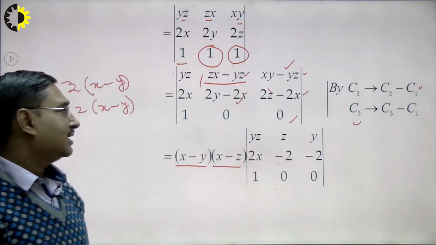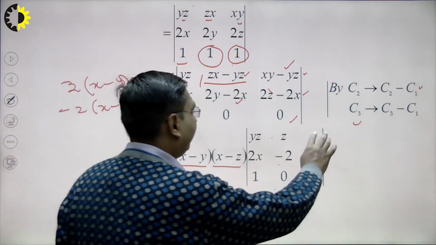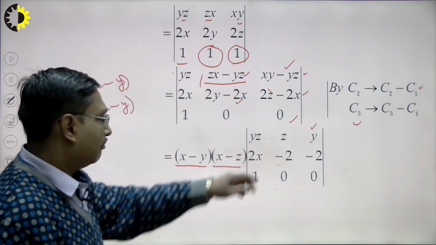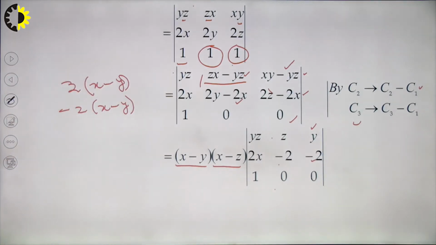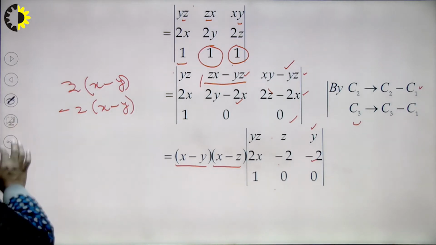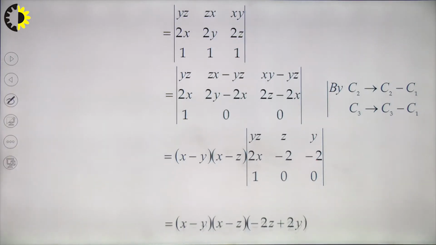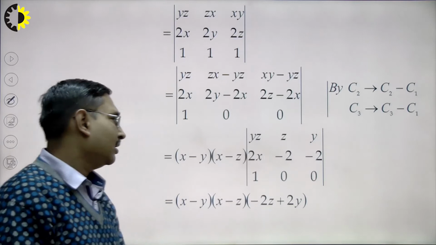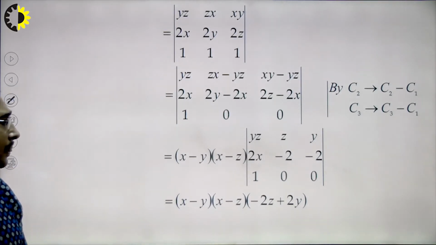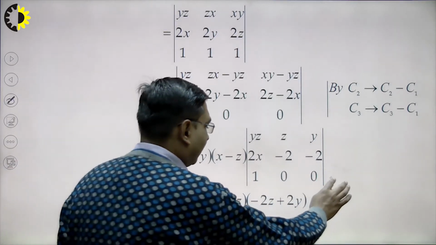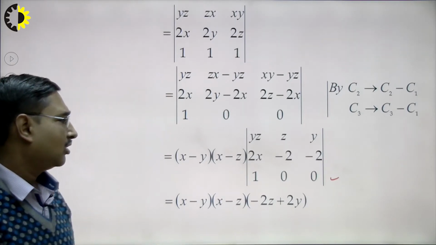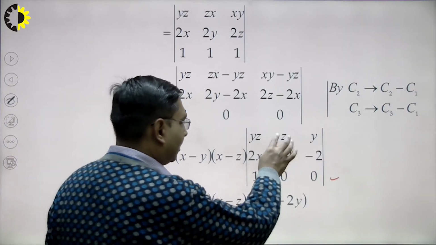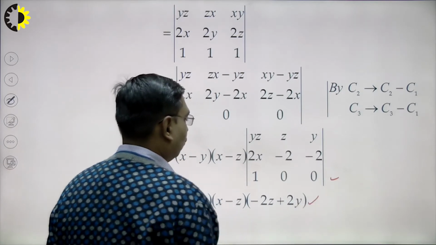Taking x minus z outside, I am left with y here, minus 2 here, and the last element is 0, which will remain unchanged. Now this determinant can be expanded easily. Expanding this determinant along the third row, I obtain minus 2z plus 2y.